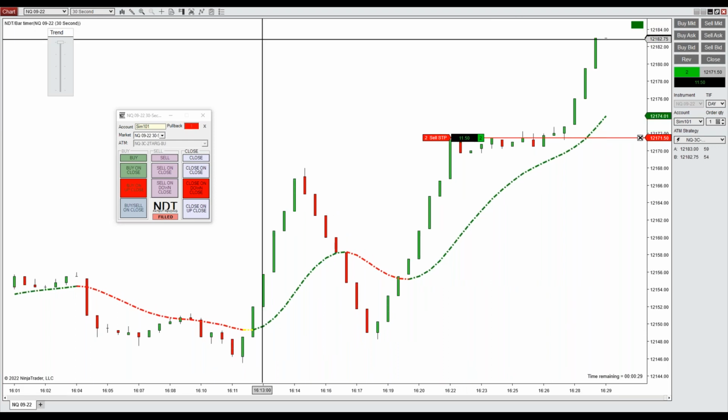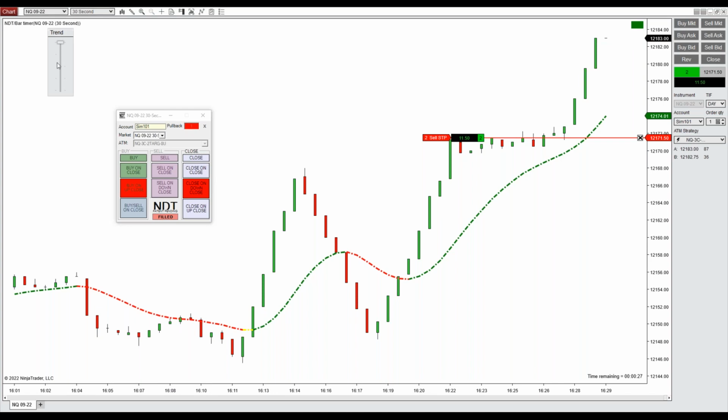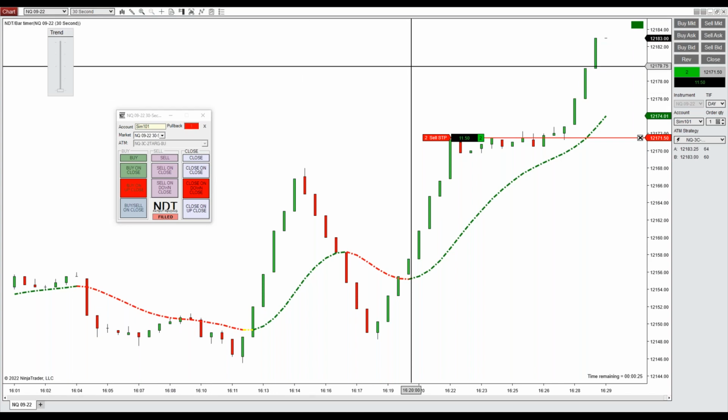There we go. So now we're going to bring this straight down. And we know we're going to get a down close, and we know this is going to take us out of the trade. I just want you to see the NDT execute it and close the trade and take everything off.